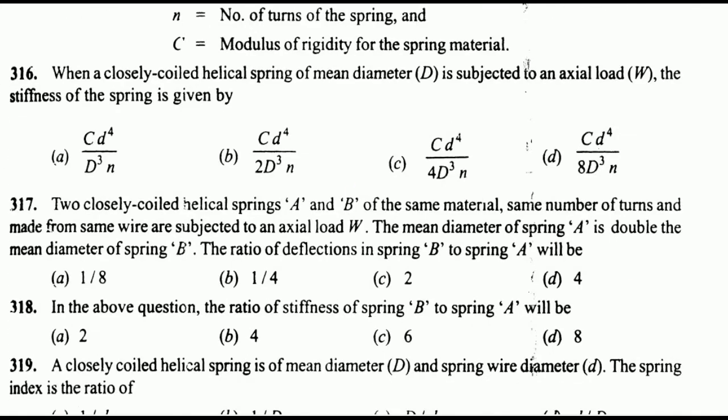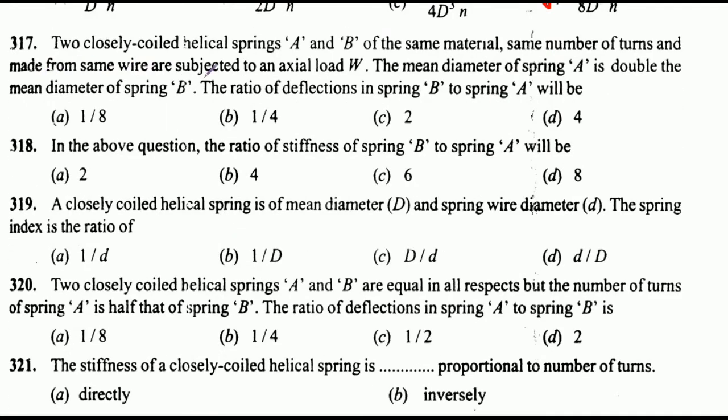Next is, when a closely coiled helical spring of mean diameter D is subjected to an axial load W, the stiffness of the spring is given by. Here friends, these are the options, and here the correct answer is option D, that is Cd raised to 4 upon 8D cube n.